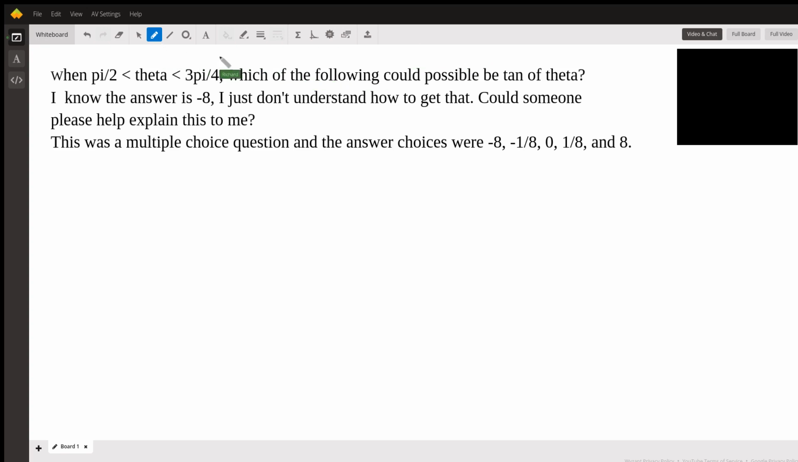We're going to take a look at this from a couple of different viewpoints. First of all, we have pi over 2 is less than theta, less than 3 pi over 4. That's what's given to us. I just want to rewrite this in terms of fourths. So this is 2 pi over 4 less than theta less than 3 pi over 4.